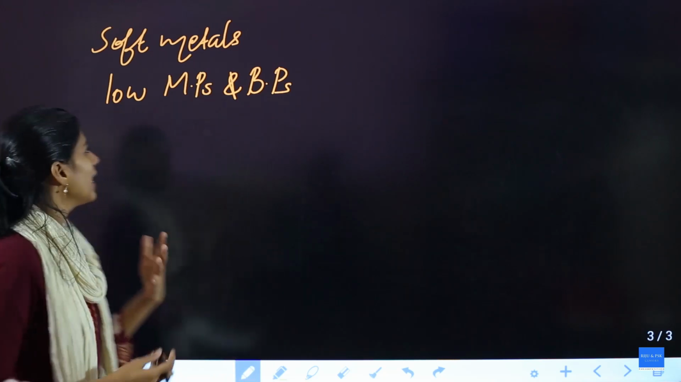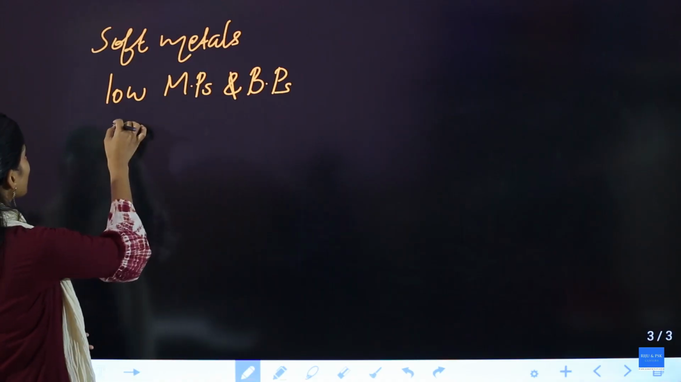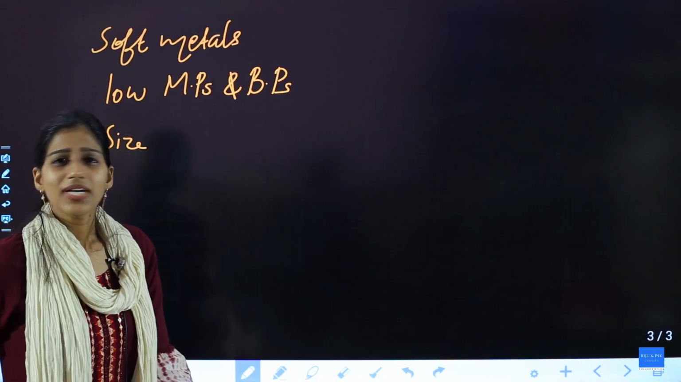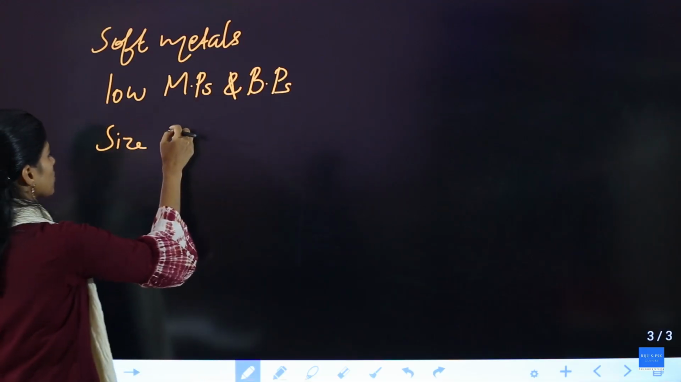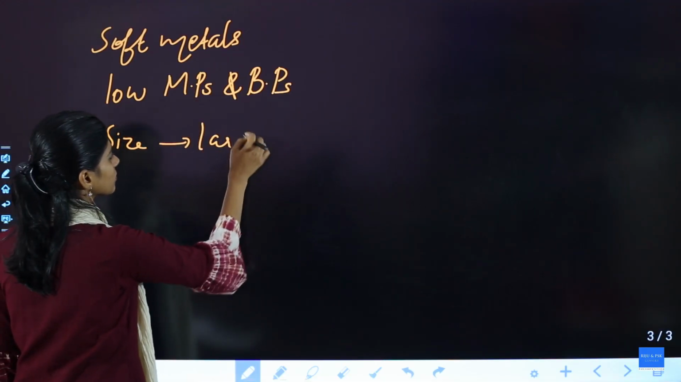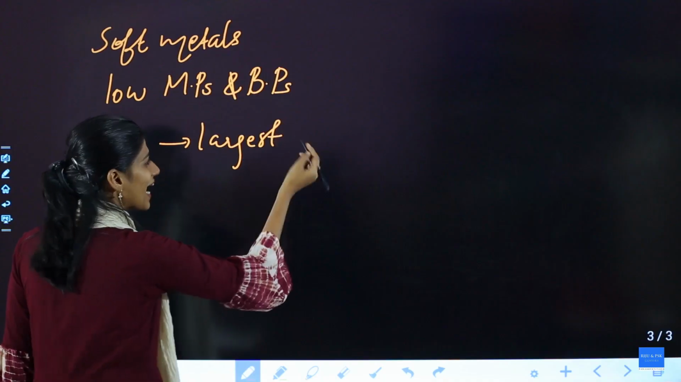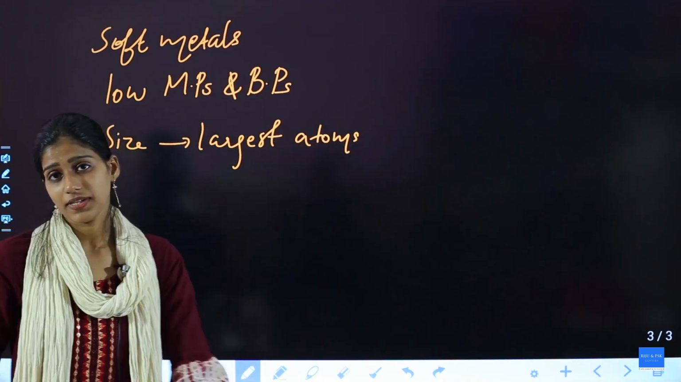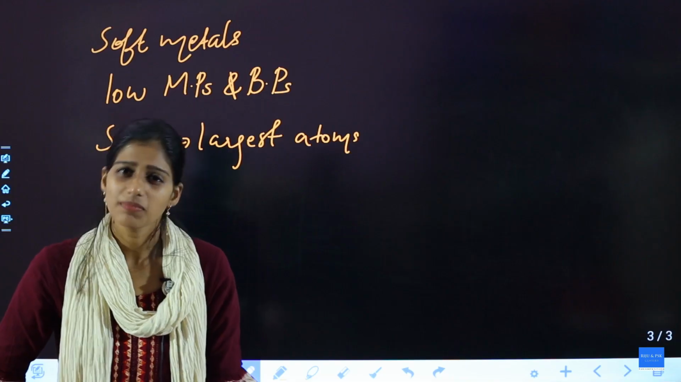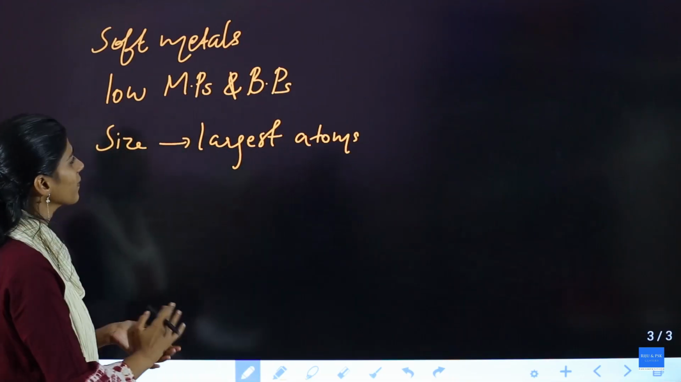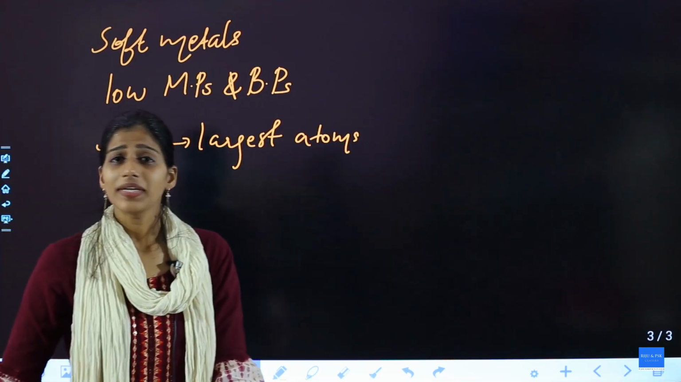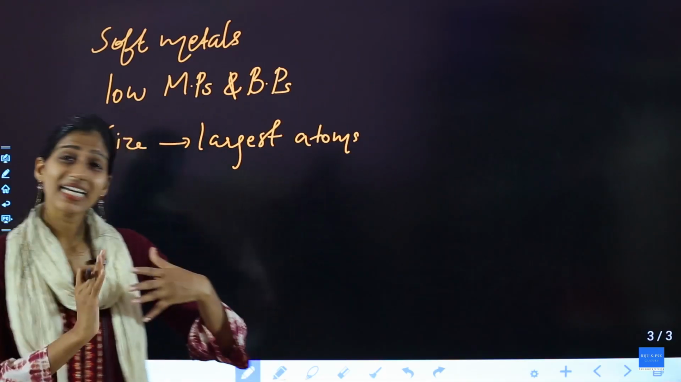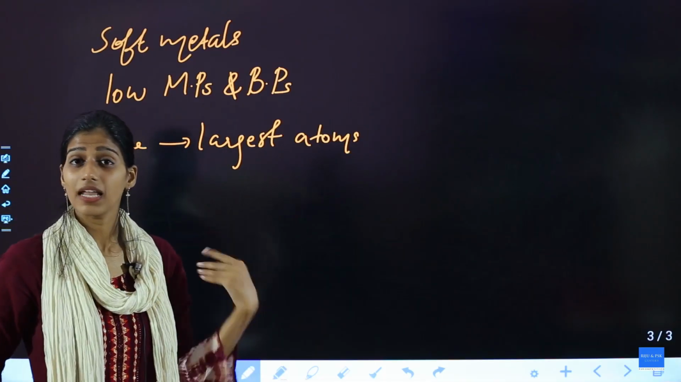And when you consider their sizes, which we will discuss in the coming slides, they are generally the largest atoms in their respective periods. For example, when you consider the third period, sodium would be the largest one, because size decreases from left to right.